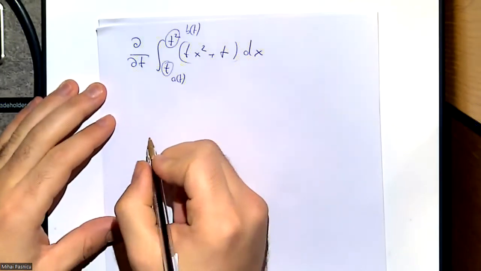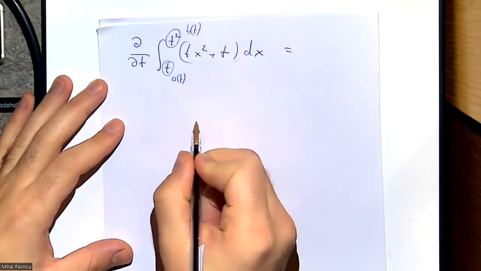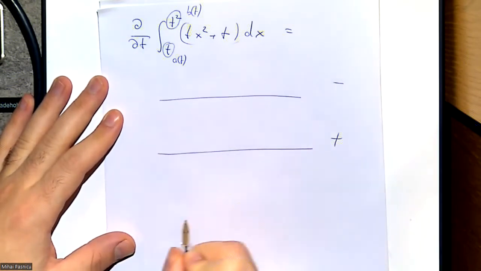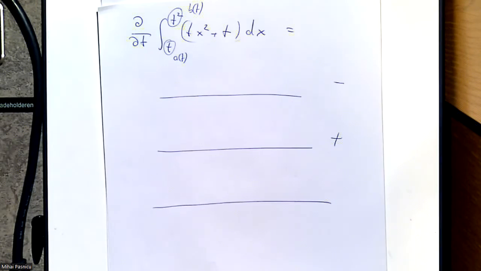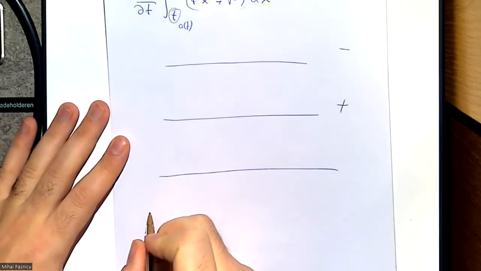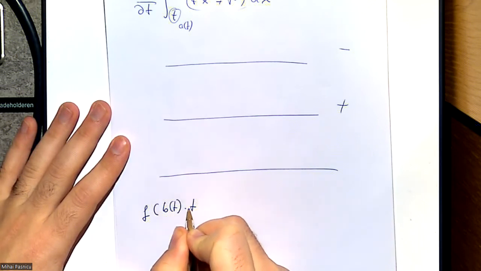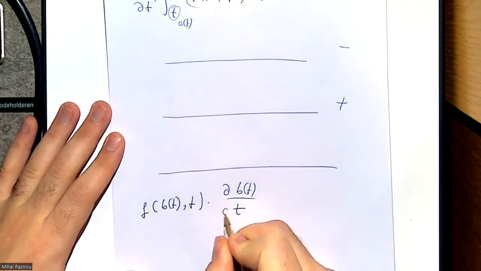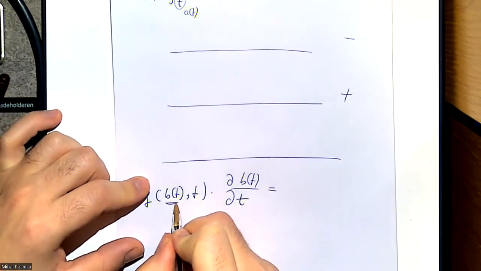So I need to compute, let's put it like this, something here minus something here plus something here. Okay, and now let's see what those somethings are. The first term here was f of b of t times the derivative of b with respect to t. So now we just literally replace. So we get, instead of x, I'm going to use b of t.